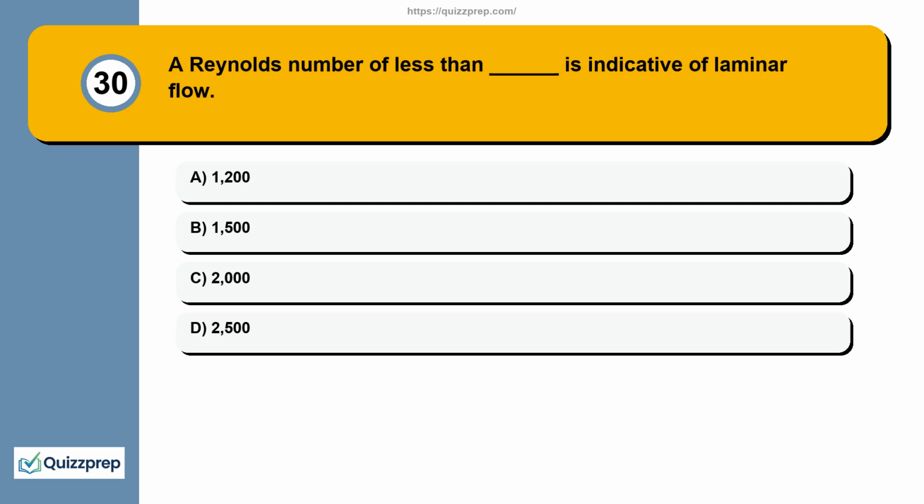Question 30. A Reynolds number of less than _______ is indicative of laminar flow. 1200, 1500, 2000, 2500.